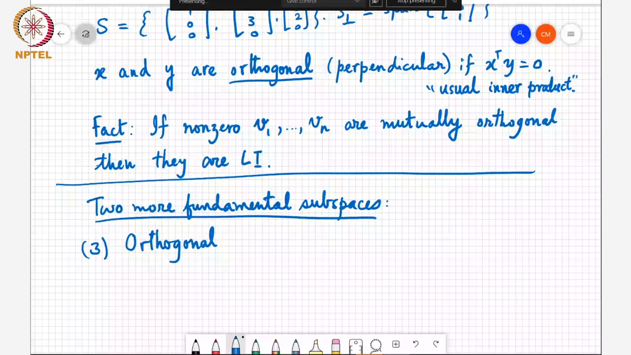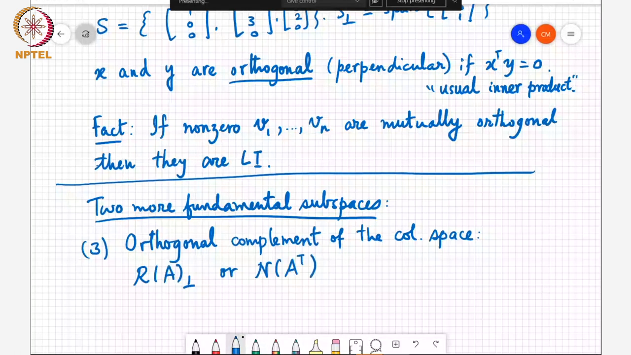So in fact, the third subspace that I'm defining here is the orthogonal complement of the column space. That is denoted by R of A perp, or it's also called the null space of A transpose. Formally, N of A transpose is the set of all X belonging to R to the M such that A transpose X equals 0. This is of course sitting in R to the M. So this is the set of vectors that are orthogonal to all the columns in A. And if an X is orthogonal to all the columns in A, it's also going to be orthogonal to any linear combination of the columns of A, and therefore it will be orthogonal to any vector that lies in the column space of A.